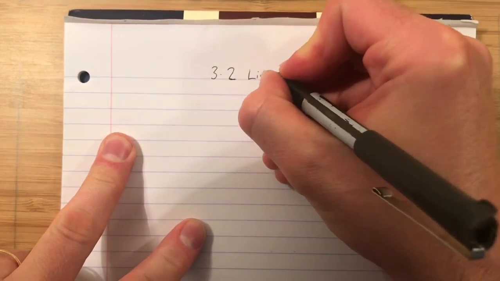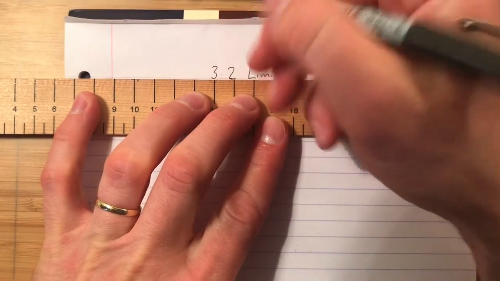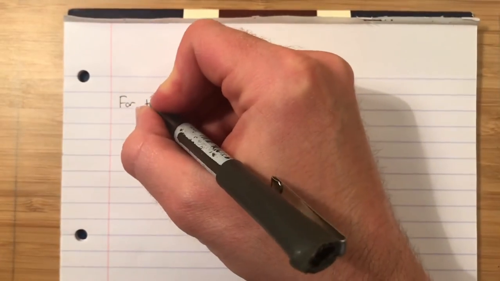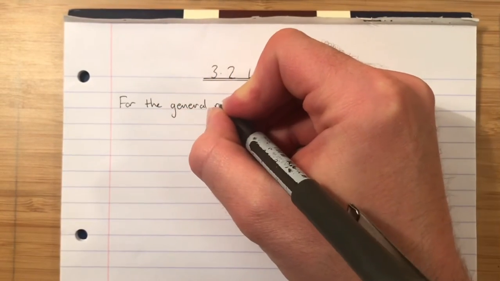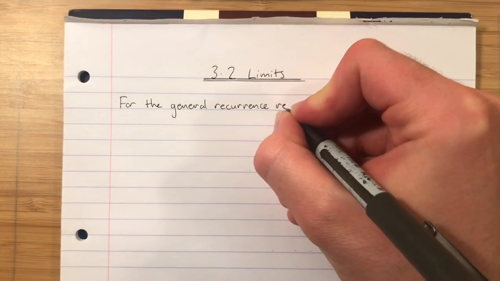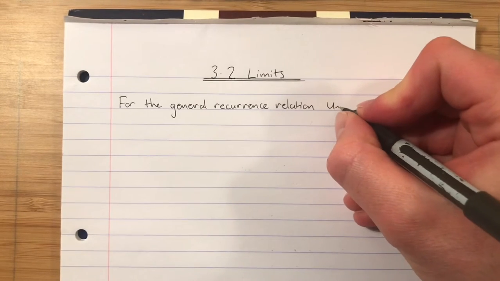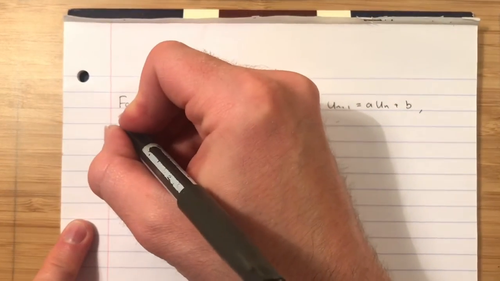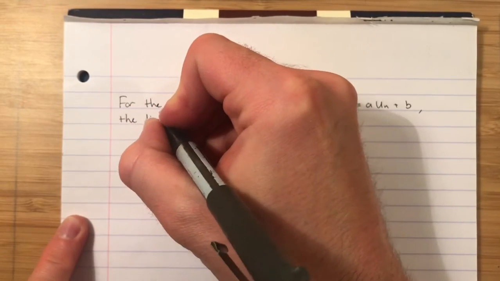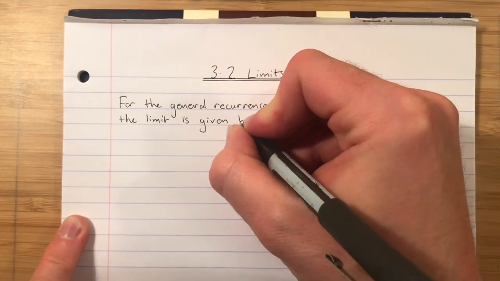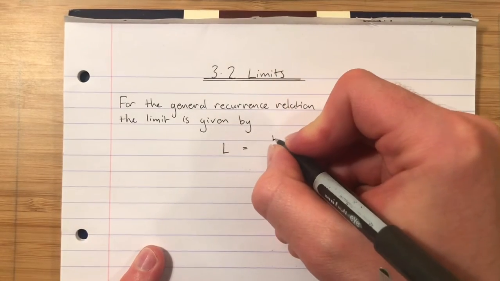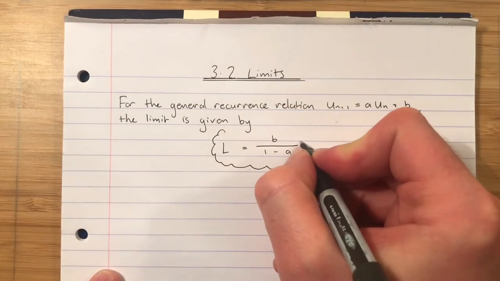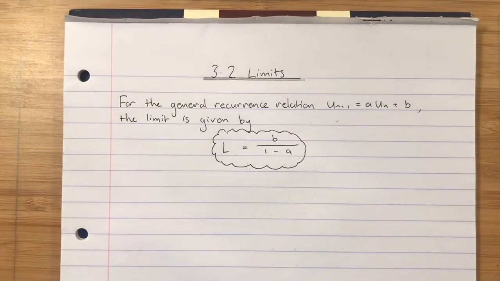This is 3.2 limits. So it's in the recurrence relation chapter and it's the second part, which is about limits of recurrence relations. So we will say, for the general recurrence relation u_{n+1} = a u_n + b, the limit is given by L = b over 1 subtract a. Okay, and that's a formula you're not going to be given, you're expected just to know. So memorize that. L equals b over 1 minus a, it's not hard to remember.